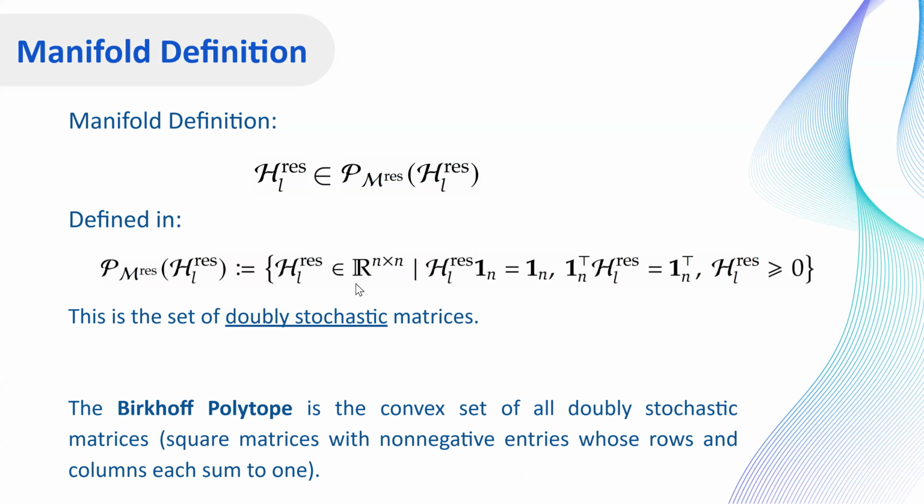All of these mappings could be part of doubly stochastic matrices. And the set of all doubly stochastic matrices is the Birkhoff polytope, which is convex, as we said here, and doubly stochastic with these two conditions. What we want is to constrain these mappings to a manifold that is doubly stochastic.